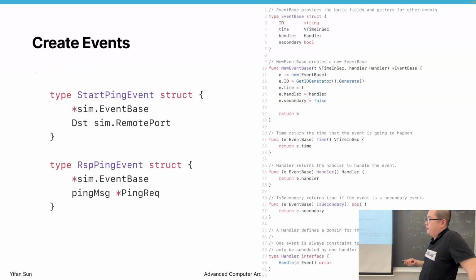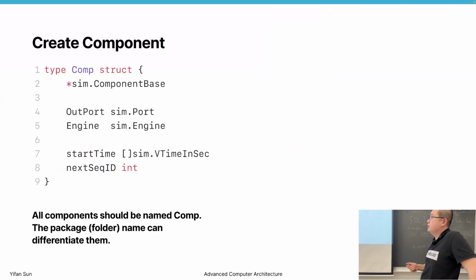Okay, since we have event and messages, let's try to make it work and create a component. In Akita, we simply call every component comp. Then all components should be named comp, but the package or the folder name should tell what component this is, right? And we do require one package, one component. Don't try to create multiple components within one folder.